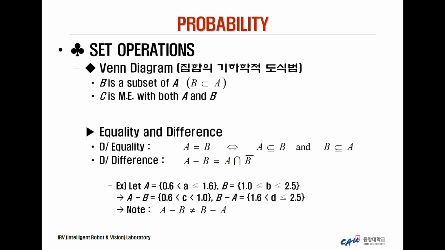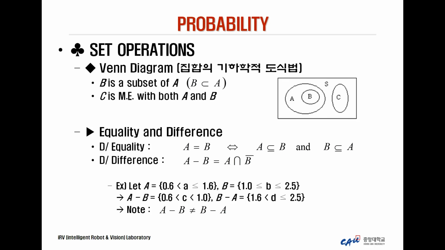Now the Venn diagram. This is a geometric description of sets. If B is a subset of A, B is included in A properly, and C is mutually exclusive with both set A and set B, then it looks like this. We have a universal set S, B is included in A, and C is separated from both A and B.